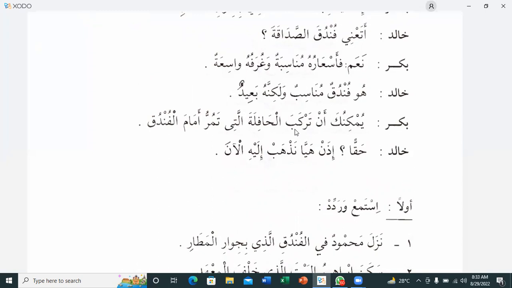Yumkinuka an tarkabal hafilatal lati tamurru amamal funduk. So you can take a bus that passes... not a bus, because al hafila, okay. You can take the bus that passes in front of the hotel. Okay, good.